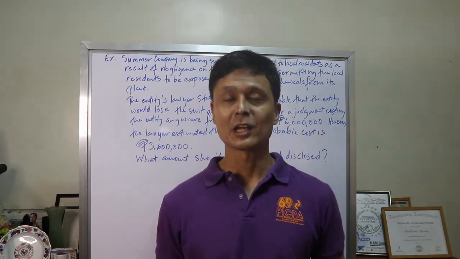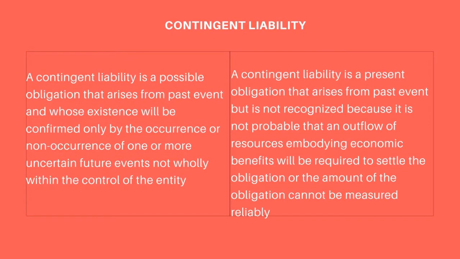So pag-usapan naman natin ngayon yung contingent liability. Ang sabi dito, under PAS 37, paragraph 10, defines contingent liability in two ways. It says, a contingent liability is a possible obligation. So take note of the word possible, that arises from past event and whose existence will be confirmed only by the occurrence or non-occurrence of one or more uncertain future events not wholly within the control of the entity.